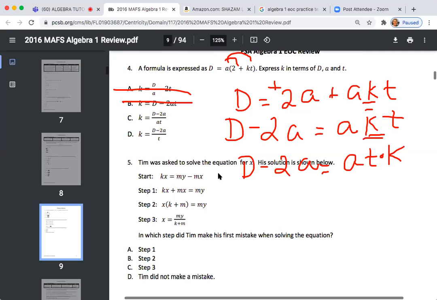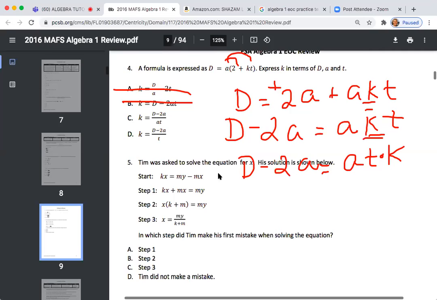Okay, quick question. Since you have C and D left over, which one would you go with? Which one would you select as the correct answer, C or D? I would go with C. Yes, that is correct, okay?